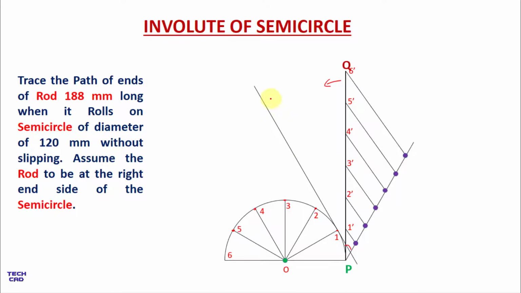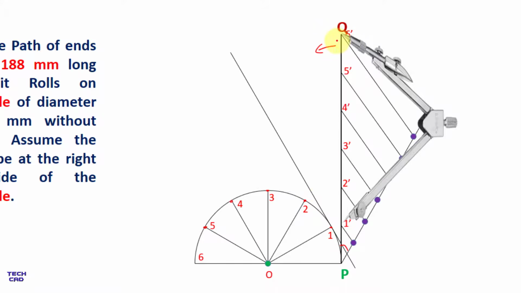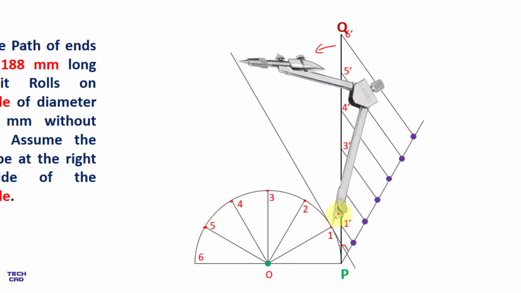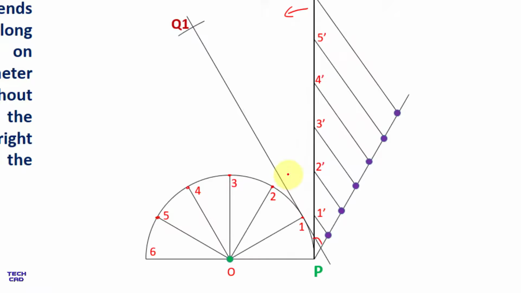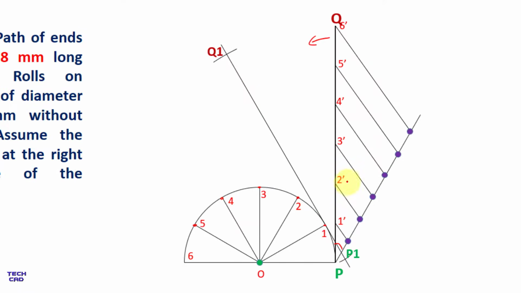Now how to mark Q and P? Take a compass, measure 1 dash to Q point, come on this line and put your compass at 1 and mark an arc over here, and it represents the Q1 point. In the same way, again take your compass and measure 1 dash to P point, put your compass again on point 1 and mark an arc over here and call this point P1. In this way, you can mark the points Q and P on the new rods.